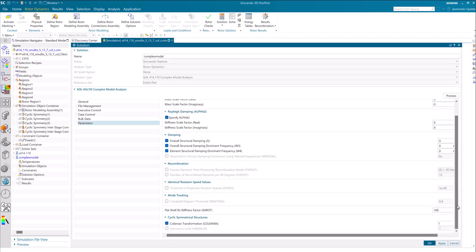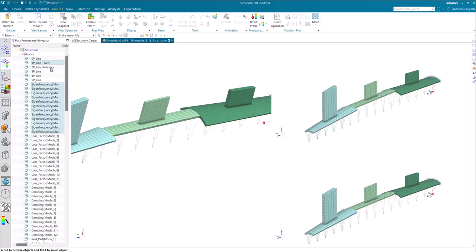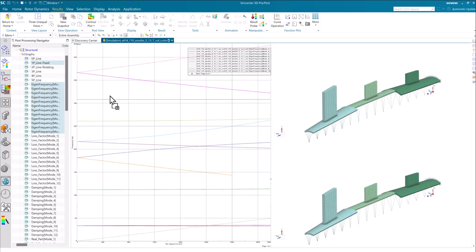Thanks to the Coleman transformation, the complex mode analysis results include a Campbell diagram with a fixed reference frame for cyclic modes of 0 and 1 diameters.